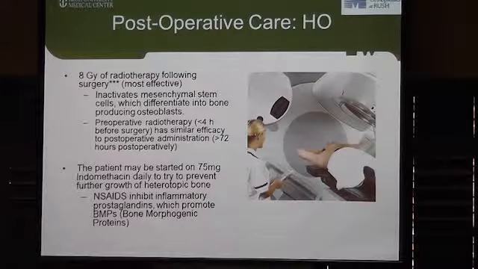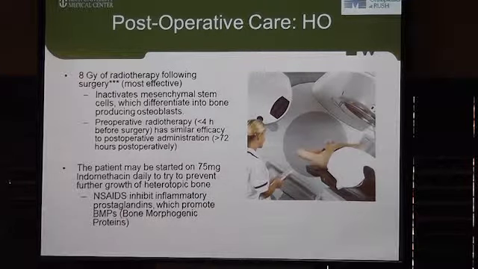It's important to do the radiotherapy. It's the most effective way to prevent recurrence of the HO. It's very important to coordinate with the radiation oncologist preoperatively, a week or two in advance, because you want to get this scheduled within the 72-hour window. Otherwise, it loses its efficacy. You can also place patients on indomethacin, which is an NSAID, and this has also been shown to work by inhibiting prostaglandins.